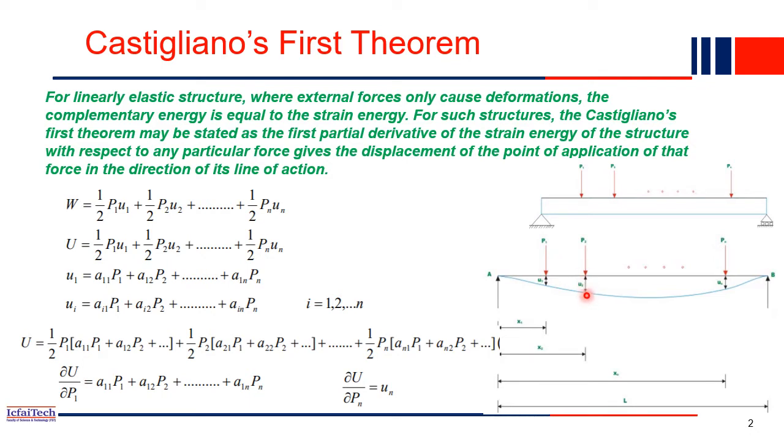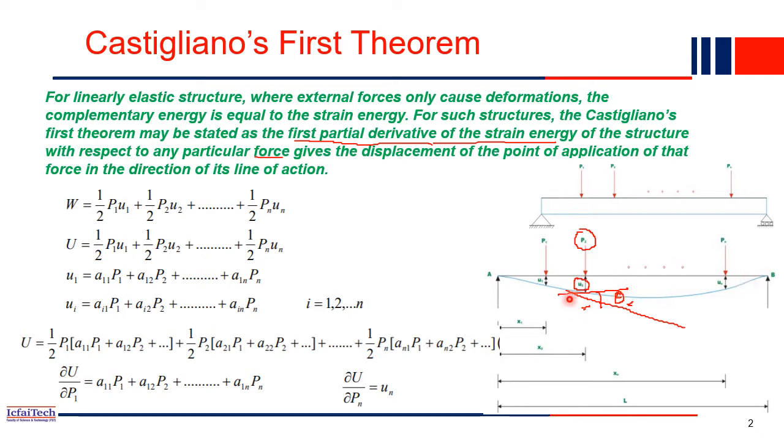Now if you want to find the slope also at this point, let me just draw it here. So now you want to find the slope as well. Slope is nothing but how much angle it makes with the horizontal, that is the slope theta, right? Now if you want to find this theta, we have to take the first partial derivative of the strain energy with respect to a particular force. For example, here the force P2 is acting. If you take the partial derivative with respect to force P2, then we get the deflection here, U2.